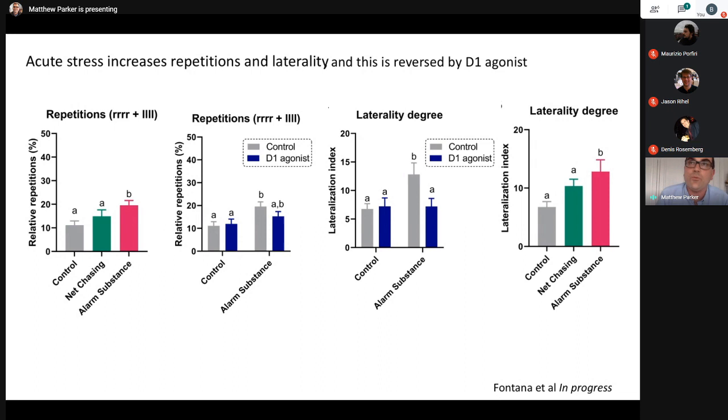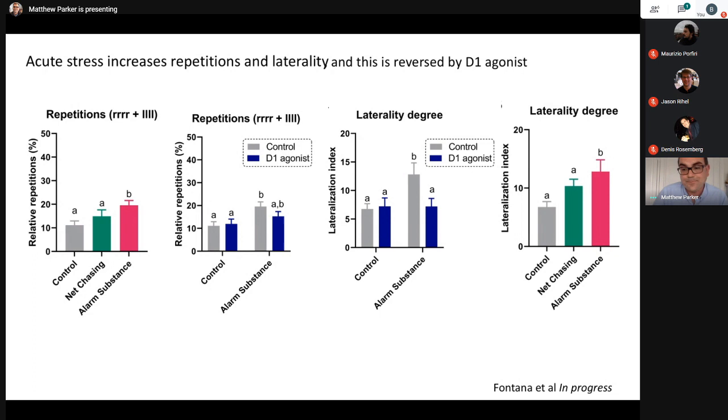What's quite nice about this is first that we've been able to see that the Y-maze might be able to be used to measure stereotypic repetitive responding, and that is related to stress, and also that it increases laterality, and that it seems to be rescued by, or at least it seems to be under the control of, the dopamine system.